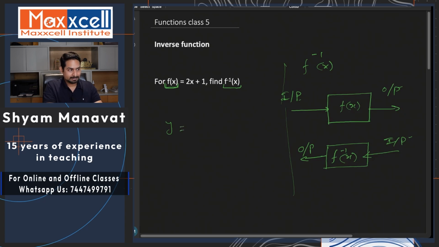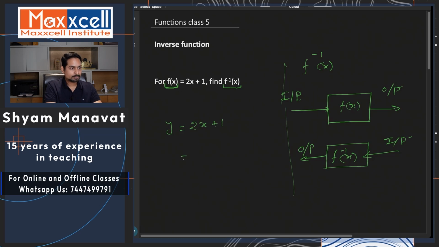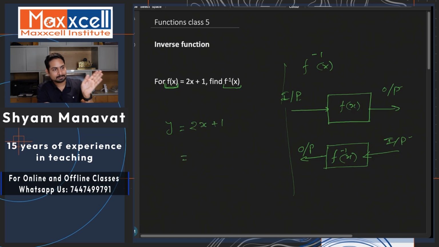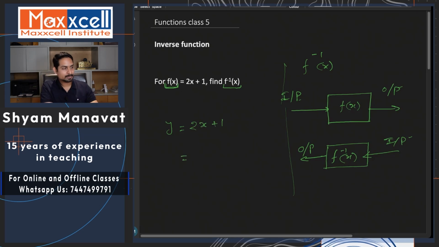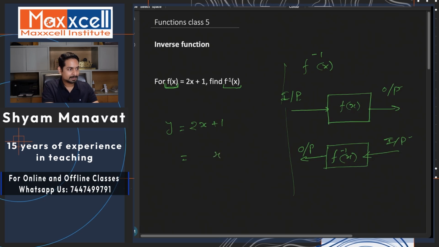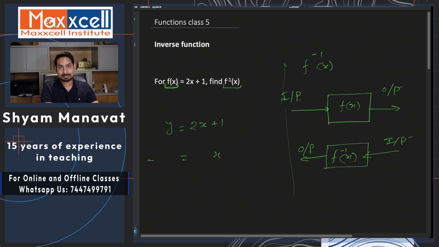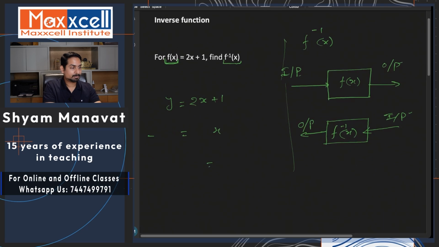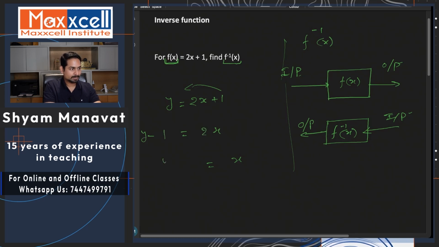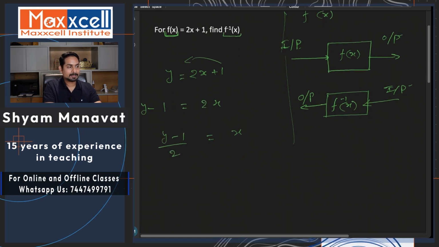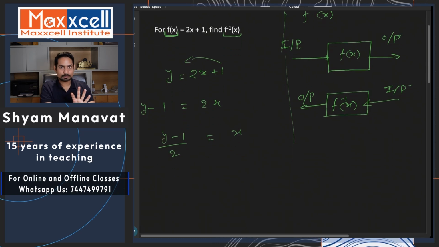Here, if I take y equal to 2x plus 1, then you take all the values to the other side, so that you have only x on one side and the expression in terms of y on the other. If I take 1 to the other side, it will be y minus 1, and then if I take 2, it will be x equals y minus 1 divided by 2. So far so good.